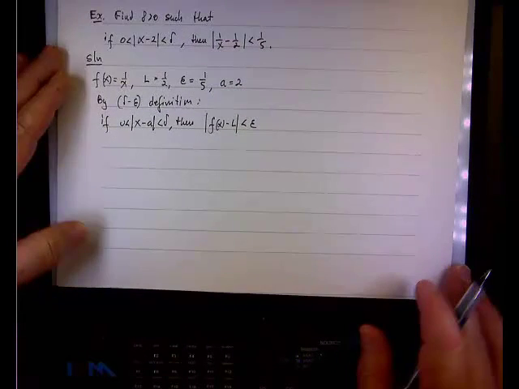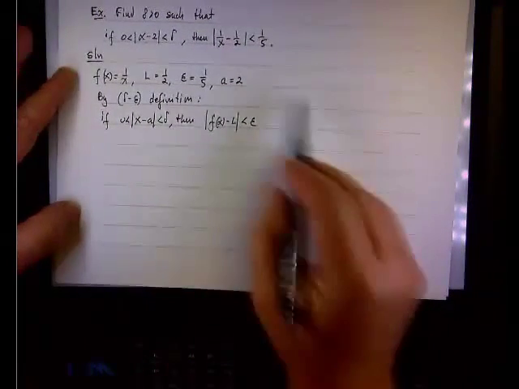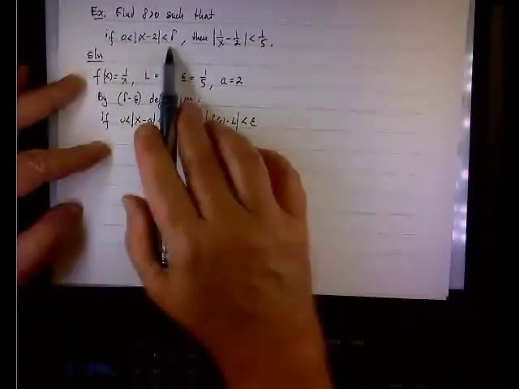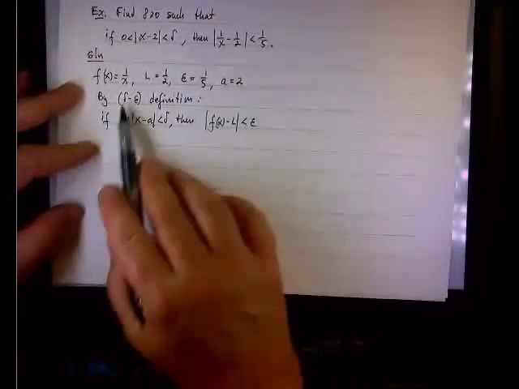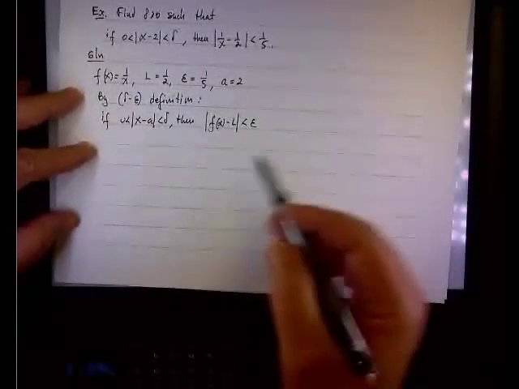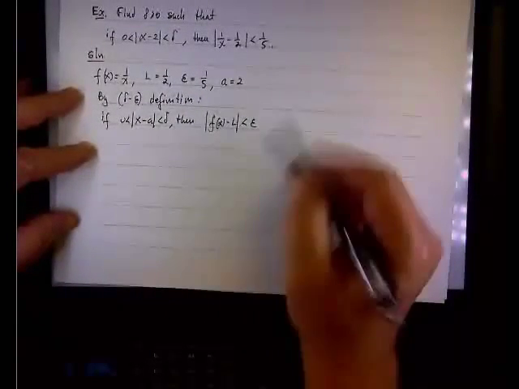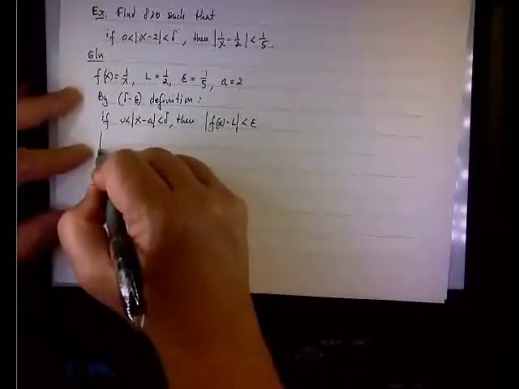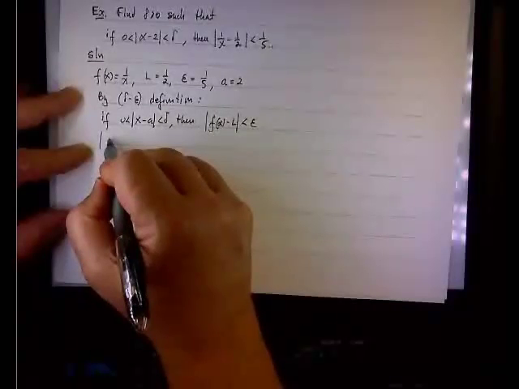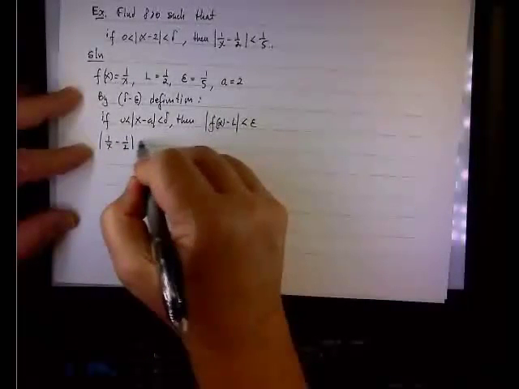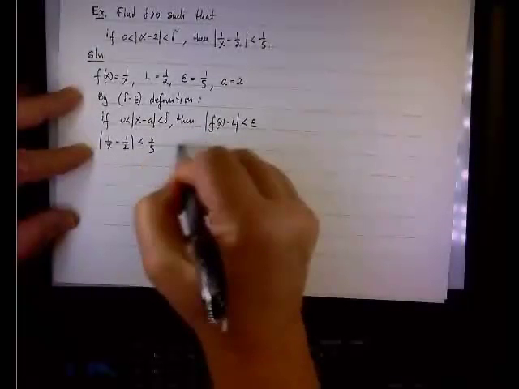Okay, so this is the problem. We need to find delta. We figure out what's x, what's L, what's epsilon, what's A. We start with the f of x minus L part. So this will be our starting point. We start with |1 over x minus 1/2| less than 1/5.